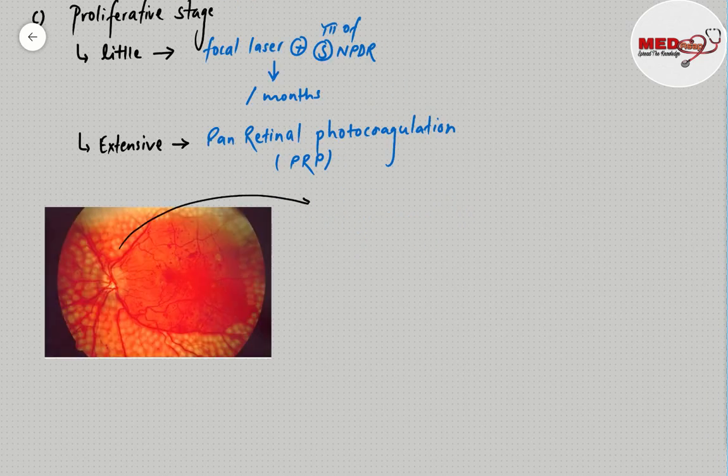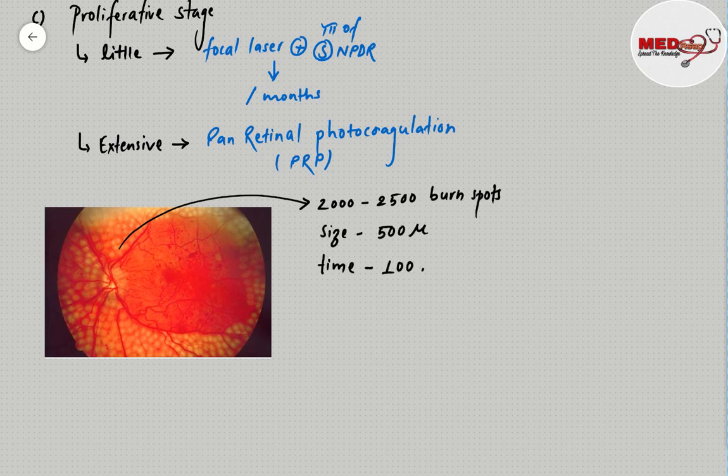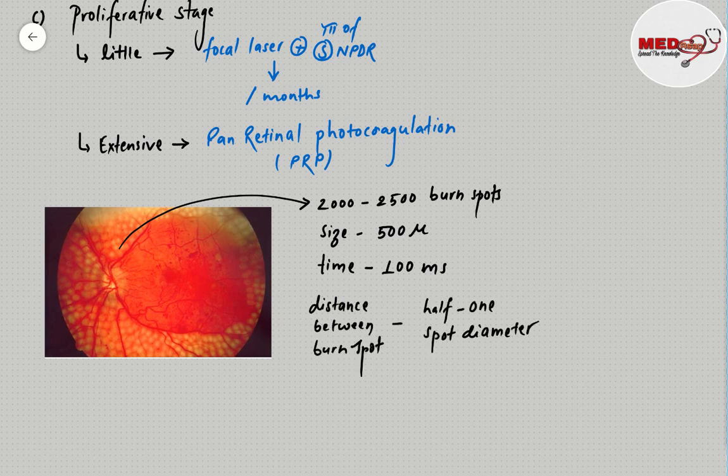In this process, we create about 2000 to 2500 burns, each of size 500 micron, and laser must be applied for 100 milliseconds to create each burn. The distance between the burns must be half to 1 spot diameter.